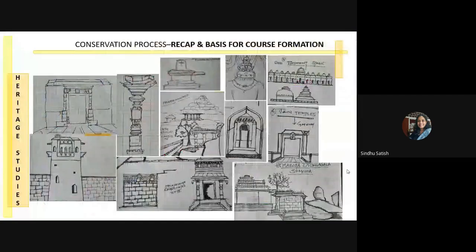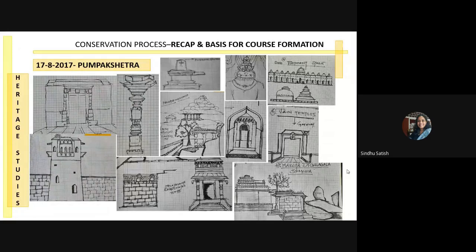Now for the recap, I think I'll have to start with the story where it all started, the current course that I'm planning. It all started in the year 2017 when I went to Pampa Kshetra, which is nothing but Hampi in Karnataka, with my family and friends. And like usual, my habit is to take a quick sketch of whatever I see, and probably because I'm an architect, my focus is largely on the heritage in terms of its tangible manifestation. So while the guide goes on talking about it, I hear and I try to quickly draw.